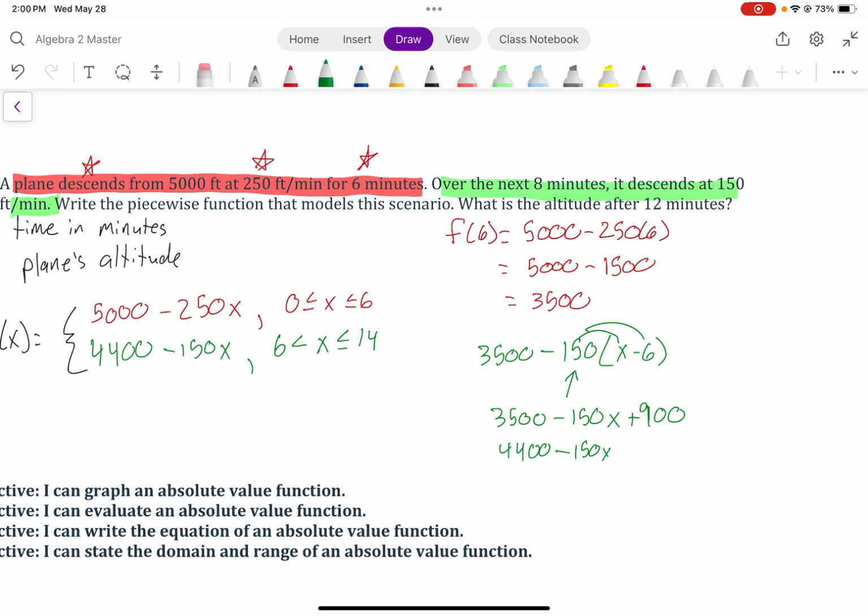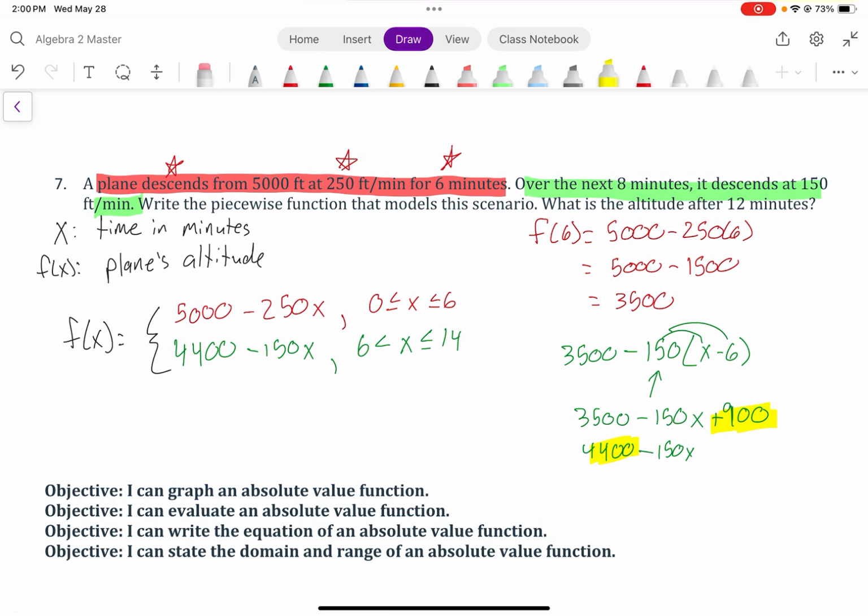I am going to be plugging in, like when x is 8, for example, I'm going to be plugging that in times negative 150. But because of this distribution, this plus 900, which changes this number to 4,400, it kind of compensates for the fact that we were descending at a different rate previously.